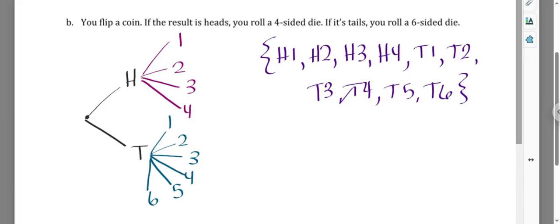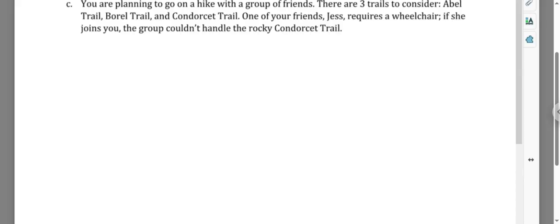All right, so looking at part C. You're planning to go on a hike with some of your friends. You have 3 trails to consider: Abel, Boral, and Condorcet. One of your friends, Jess, requires a wheelchair. If she joined you, the group couldn't handle the rocky Condorcet trail. So, what is the limiting factor on the trails? If Jess is with you or not.